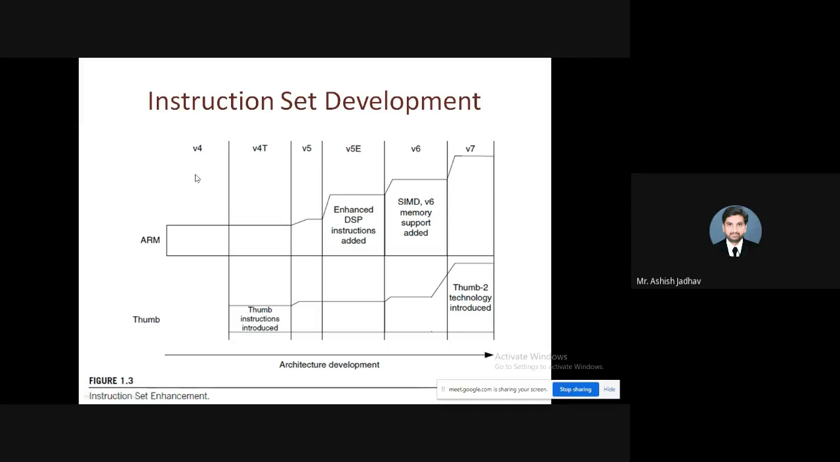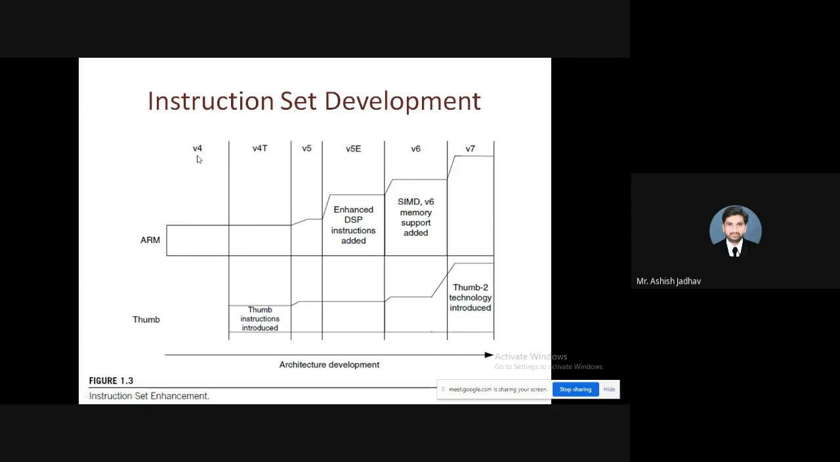Right, so this is V4. This is the development of V4, then we have V4T, then V5, V5E, V6, and V7, right? So ARM is basically a 32-bit instruction set, and Thumb is basically a 16-bit instruction set. So when I say ARM, this V4 supports only 32-bit instructions, and the same is continued for the next versions as well.